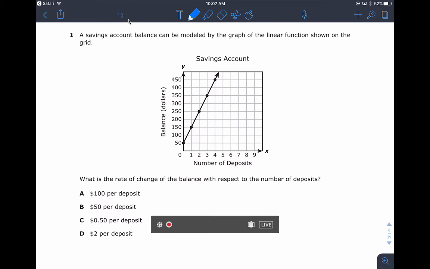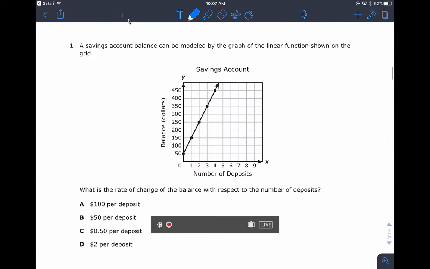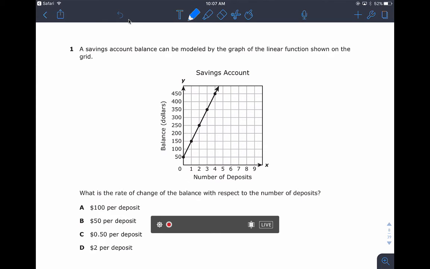version of the STAAR test for Algebra 1. Alright, first one here, let's get into it. A savings account balance can be modeled by the graph of the following linear function shown on the grid. What is the rate of change of the balance with respect to the number of deposits?